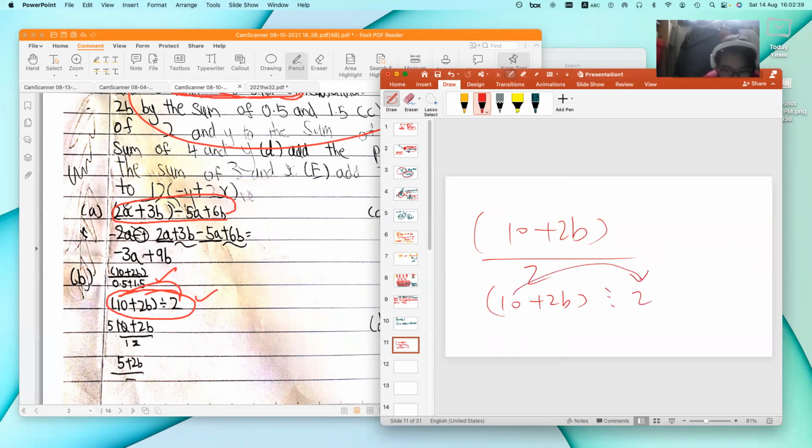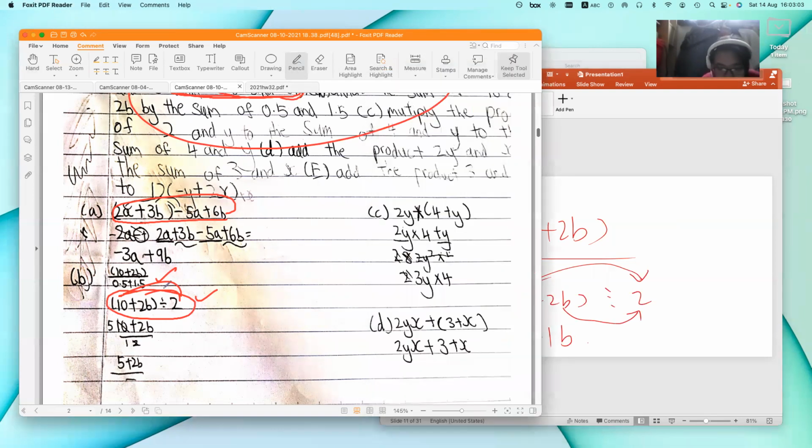So your first arrow, what do you get? 10 divided by 2, you get 5. Second arrow, what do you get? 2b divided by 2, what do you get? 1b. Yes. How come you never do this part? You already changed it to the divide format, right? How come you put it back to fraction format again?